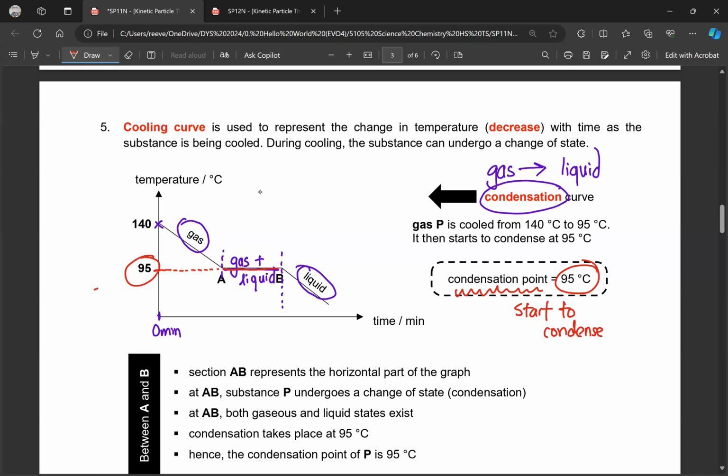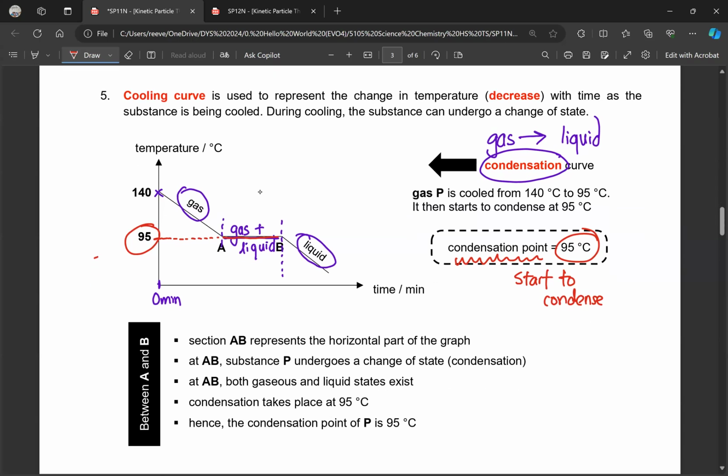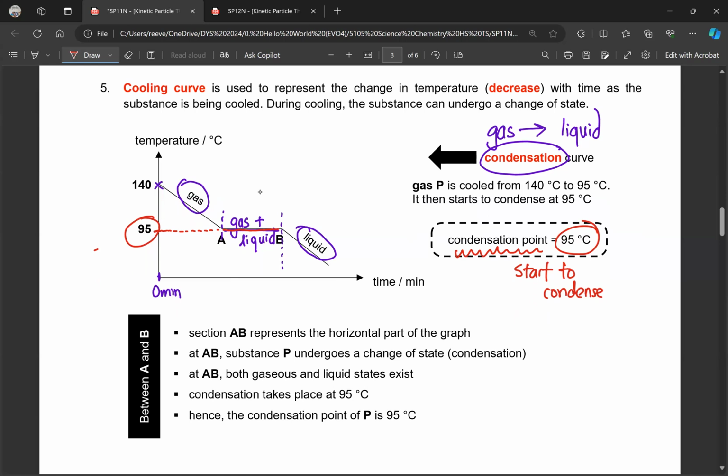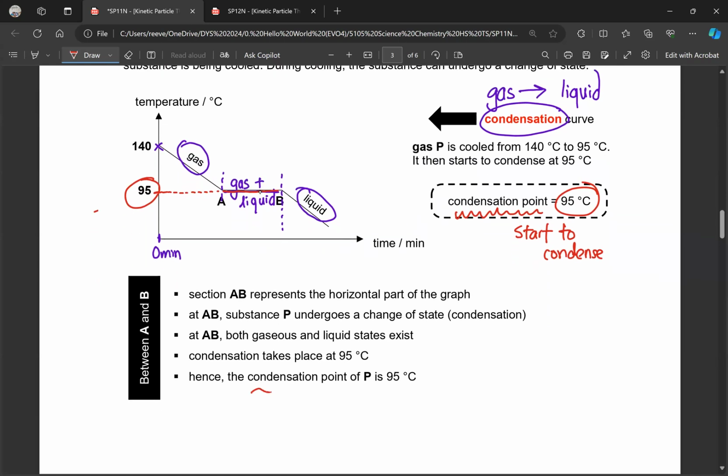So when it starts to condense, you call it the condensation point. And that's 95 degrees Celsius. Okay? So to summarize, condensation point is 95. It will start to condense at 95 also. Okay? AB is a special segment. AB in the middle. Okay, it's a mixture of gas plus liquid.